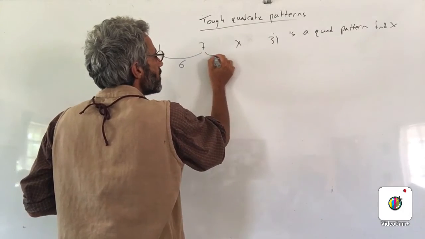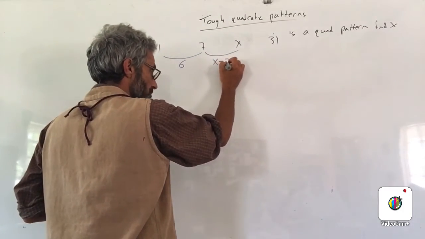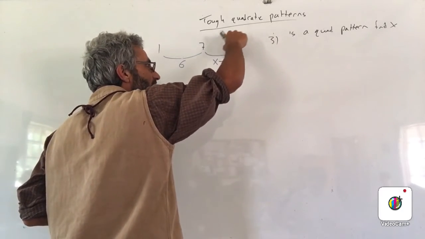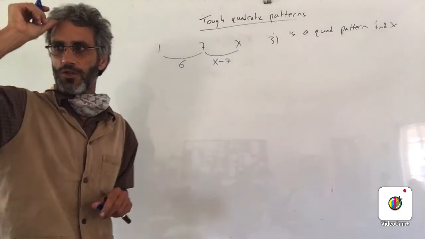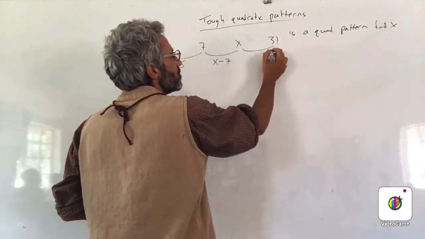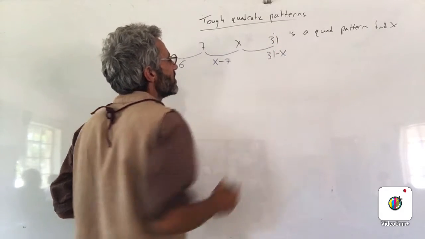Now, what is the difference between these two? X minus 7. It's very important. It's good that you made a mistake here, because we need to remember it's always the second term minus the first term. What will be the difference between these two? 37 minus X. It's 31 minus X.